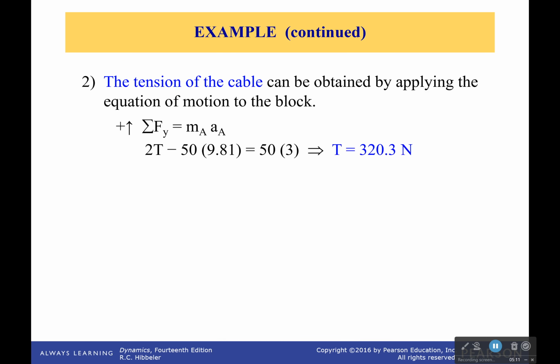So it's going to cause an acceleration. So from that, I start solving some equations. My sum of the force in the y direction is going to be equal to the block A's mass times its acceleration. And then if I look at this, I've got the tension pulling it up minus its weight pulling it down is equal to the block times its acceleration. So the tension would be 320.3 newtons.